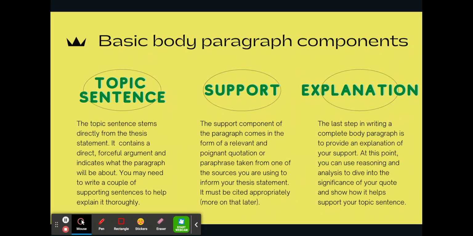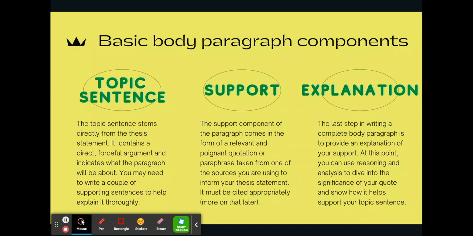The next thing that comes in is the support. The support component of the paragraph comes in the form of a relevant and poignant quotation or paraphrase taken from one of the sources you are using to inform your thesis statement. It must be cited appropriately, and we'll get to that.